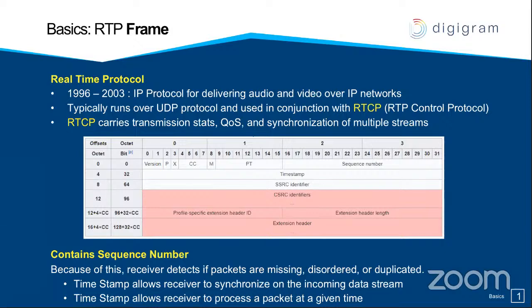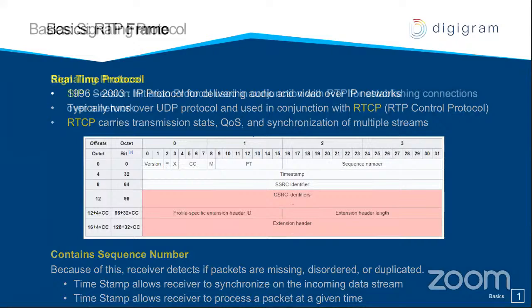And within this protocol, there are other protocols like RTCP, which is a control protocol, and it carries transmission statistics for quality of service, synchronization of multiple streams, all those kinds of things. It contains sequence numbers so that the decoder that's receiving this information knows exactly what order these packets are in and can actually put them back together. And the net result for the listener is that the audio is pristine. There are no dropouts, no clicks, no pops. So RTP is something you are going to run into.